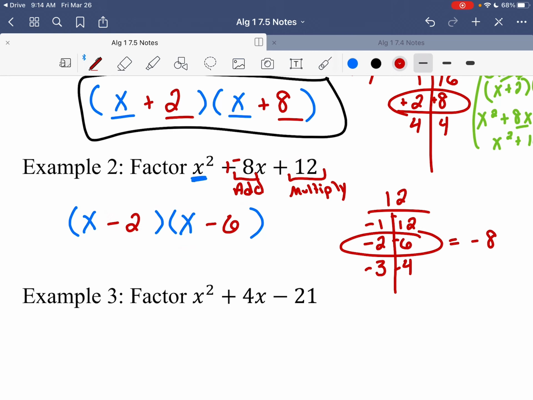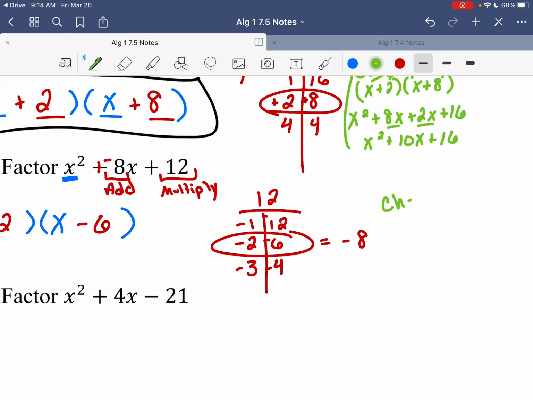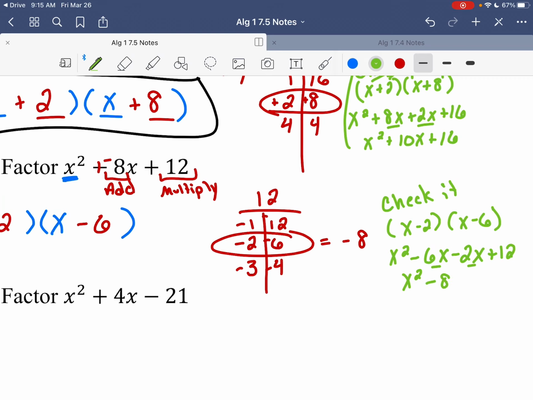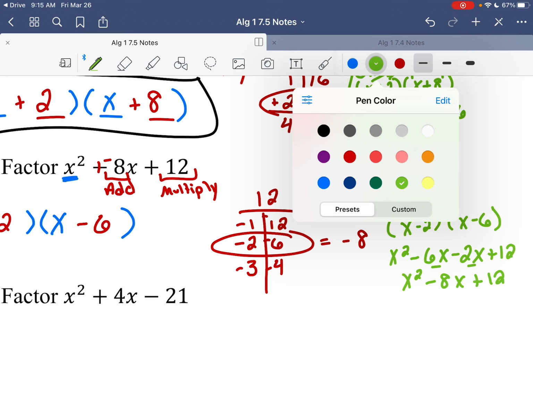And again, we want to check our work. So we come over here and multiply it out. X minus 2 times x minus 6. We get x squared minus 6x minus 2x plus 12. So x squared minus 6x minus 2x is minus 8x plus 12. Yep, it worked. So there I am in factored form.